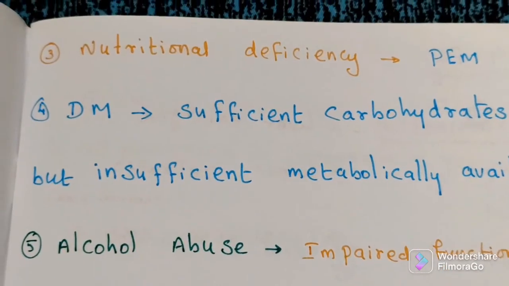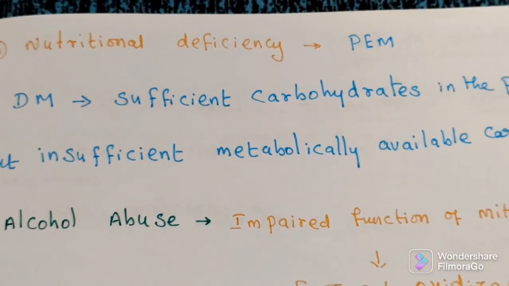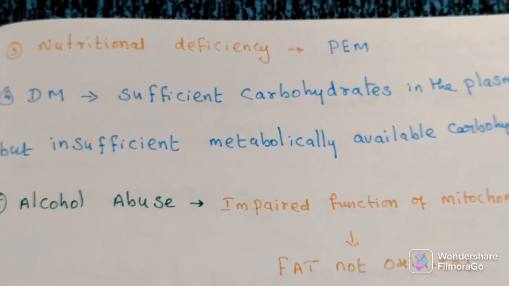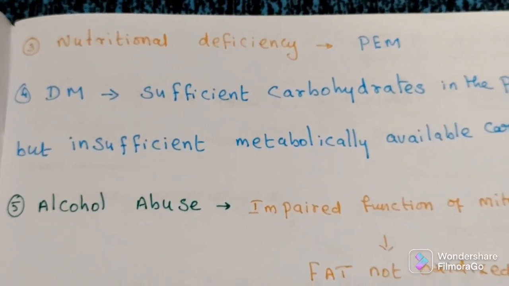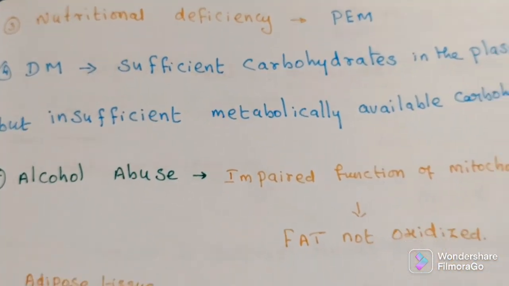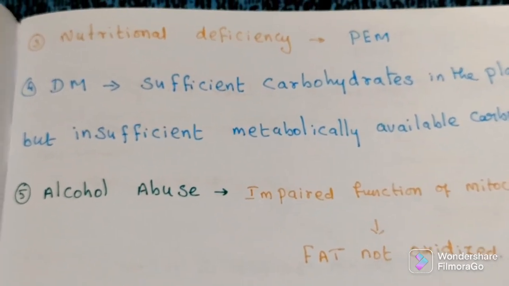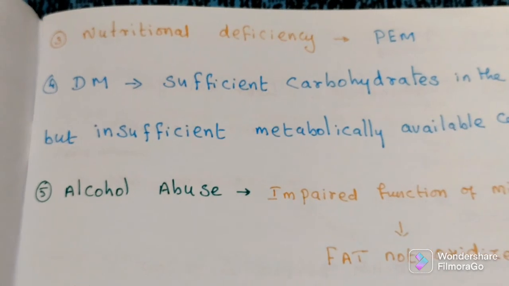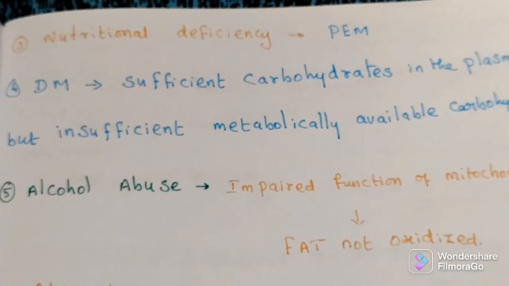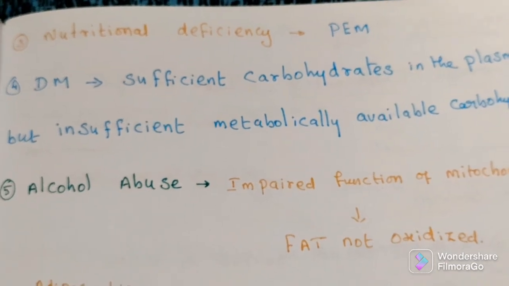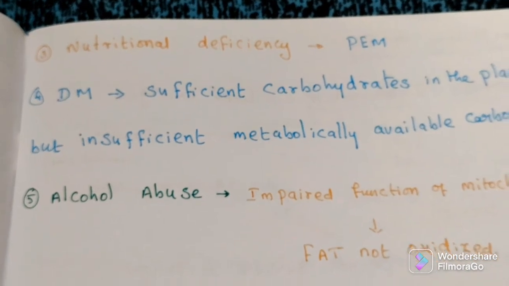Third important factor, nutritional deficiency. Protein energy malnutrition causes fatty liver. Next condition, diabetes mellitus. There is sufficient carbohydrate in the plasma, but insufficient metabolically available carbohydrate. So it causes accumulation of fat.